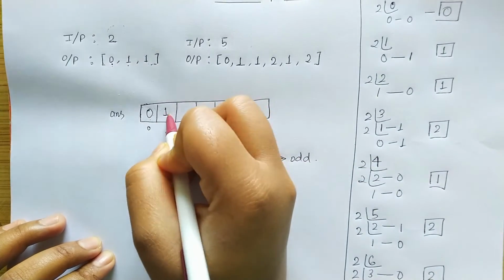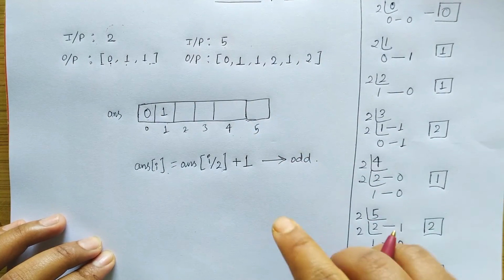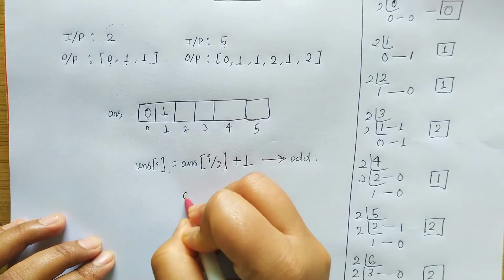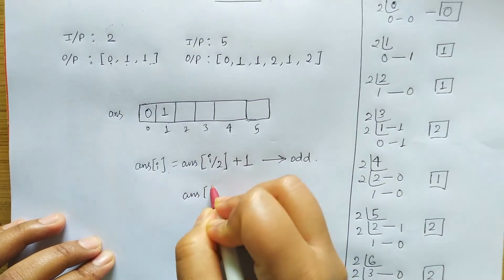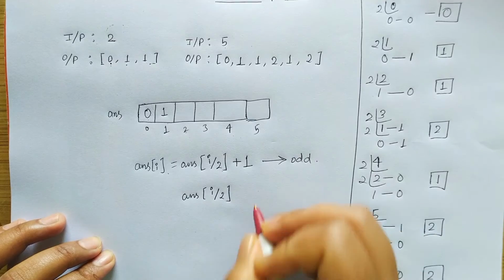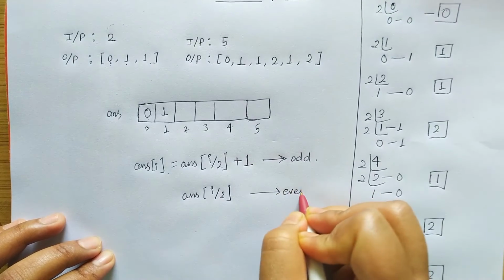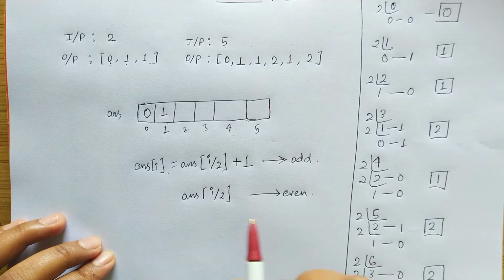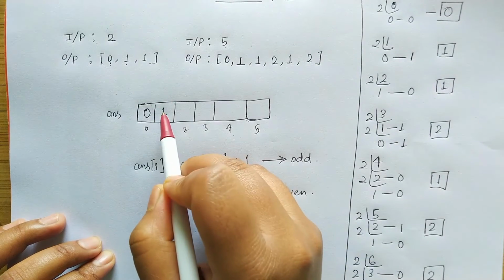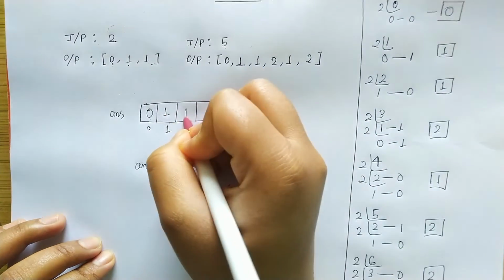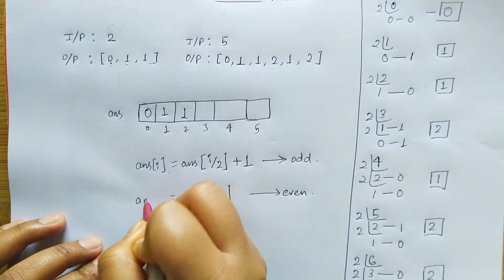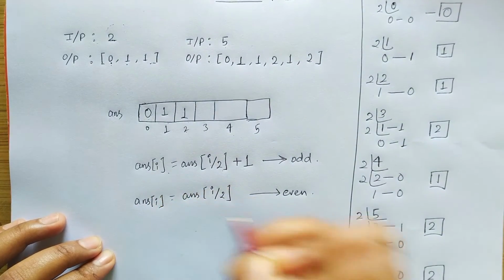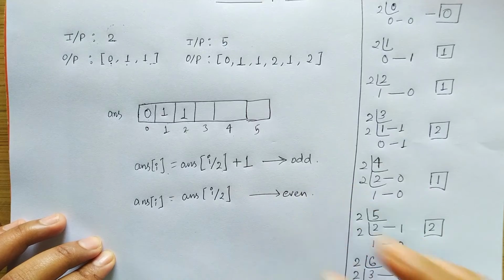So this will become 1. Now we will go to 2. For 2 what we do is answer of I by 2 only because it is even. So what is I? I is 2 right now. 2 by 2 is 1. In the first cell what do we have? We have 1. So for 2 the answer will be 1. Answer of I. I hope you understood this logic.